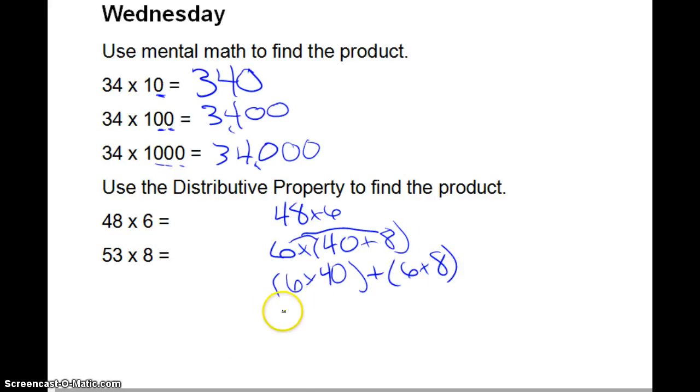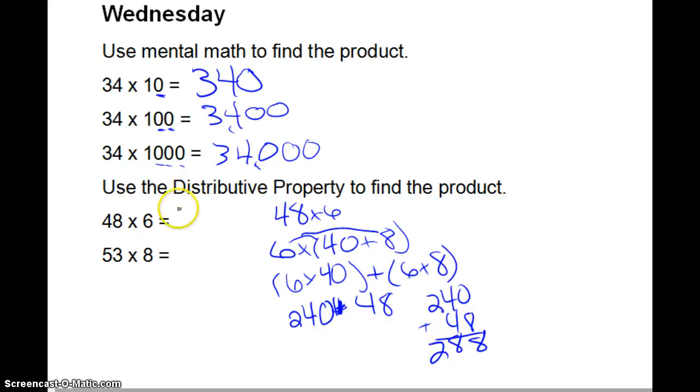So 6 times 4 is my basic fact I can do mentally, and I know that is 24. And like we looked at up here, finding the product using mental math with bases of 10, it's got a 0 behind this now. So 240 plus, sorry guys, 6 times 8 is 48. So we'd add these, and that's 240 plus 48, and we get 288. So 288 can go there.